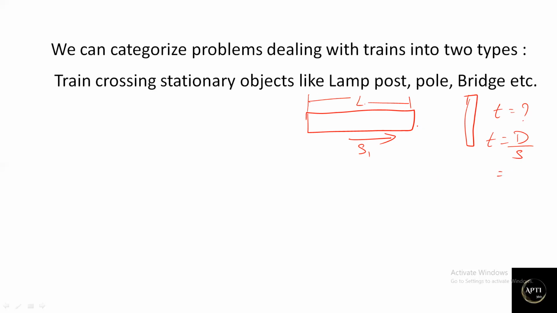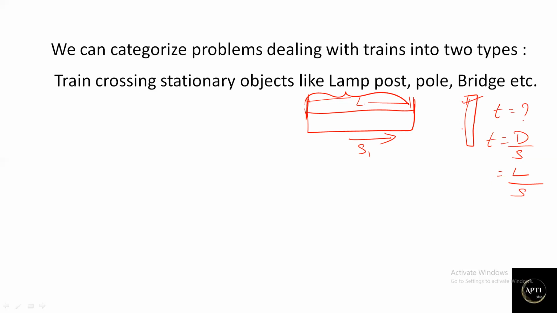Now when can we say that the train is crossing the pole? The entire length of the train should cross this pole, right? I mean, from the starting bogie to the last bogie, it should cross the pole. So the distance that will be considered in train problems is nothing but the length of the train. Remember, it is very, very important. And for speed, we directly have the speed of the train, because we don't have a speed for the pole.